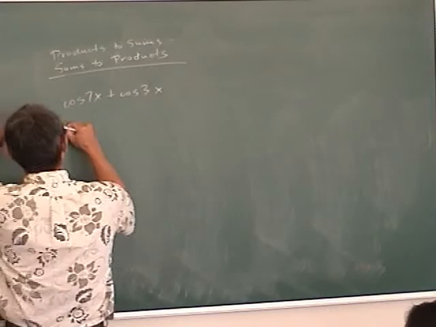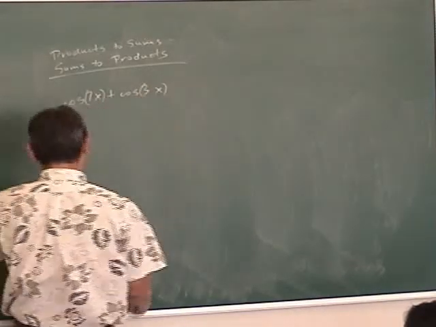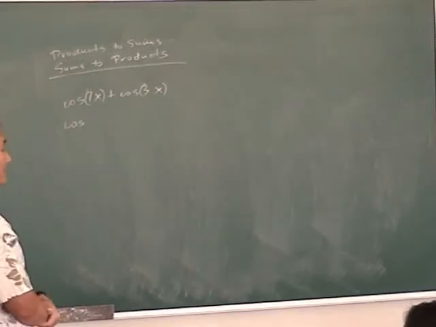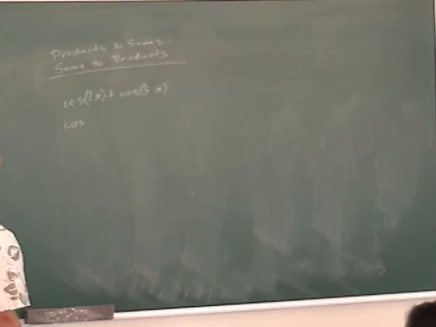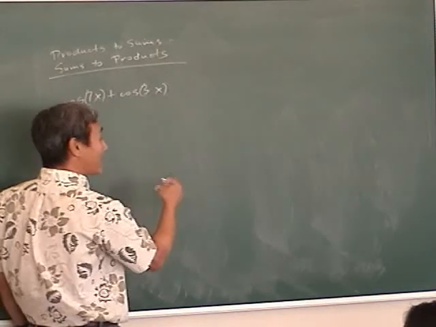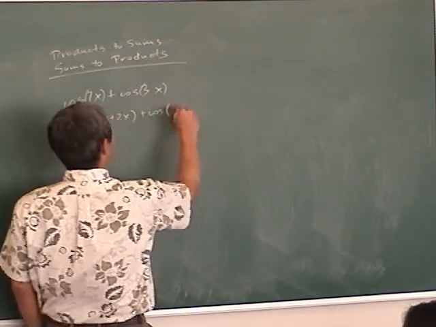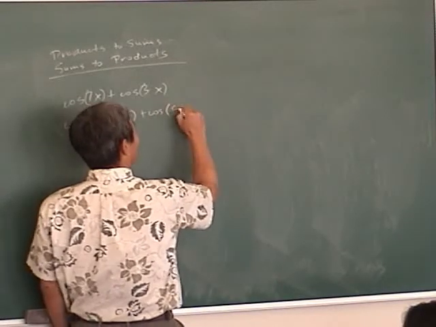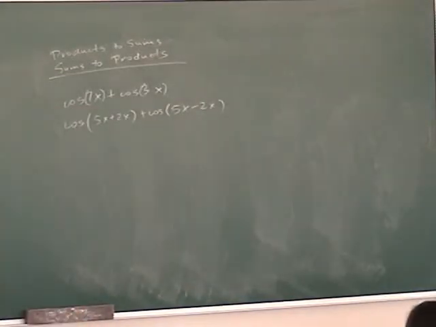Okay, now, in order to use common sense, look at the argument, 7x and 3x. What's the average of 7x and 3x? You add them and divide by 2. What's the average of 7x and 3x? 5x. So what you're going to do is rewrite this using the average. So we go 5x plus 2x. And 3x, what do you think? 5x minus 2x. Now, those of you with foresight, can you see what's going to happen in the next step? What's foresight?